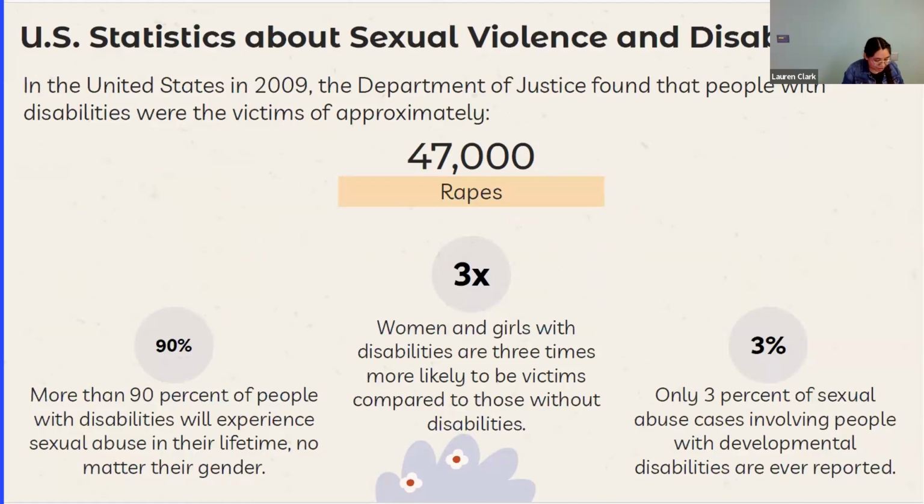In the United States, startling statistics reveal the grim reality of sexual violence against individuals with disabilities. According to a 2009 report by the Department of Justice, approximately 47,000 rapes were perpetrated against people with disabilities. And shockingly, more than 90% of individuals with disabilities will experience sexual abuse at some point in their lives, regardless of their gender. Still, women and girls with disabilities are 3 times more likely to become victims compared to those without. Despite these alarming figures, only a mere 3% of sexual abuse cases involving people with developmental disabilities are ever reported nationwide. So why is this number so low?